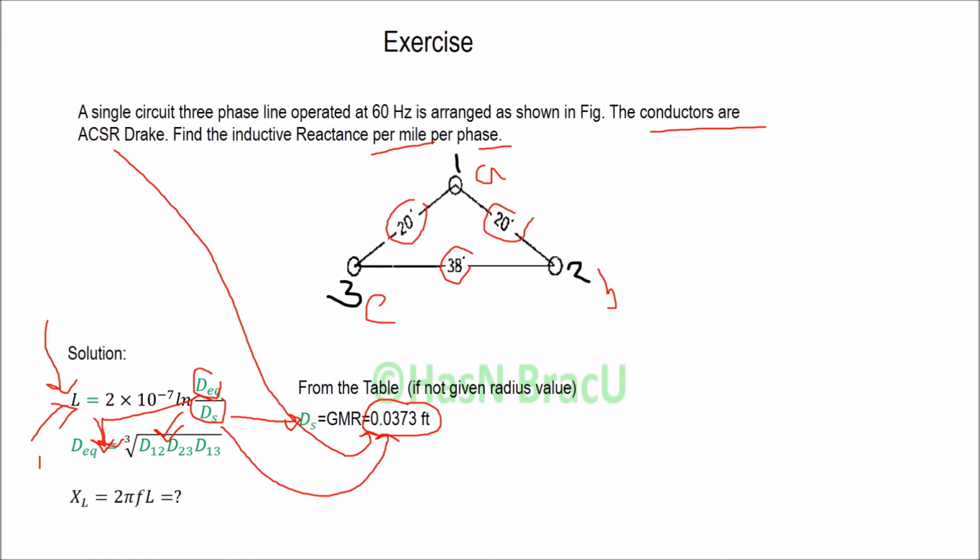Then after getting the value of inductance, we can easily determine the inductive reactance. This is 2 pi FL, F is given as 60 Hertz. So this value will be calculated as inductive reactance per foot per phase, right? But after getting this value, we have to change from per foot per phase to per mile per phase. This is very important. We must do unit conversion.